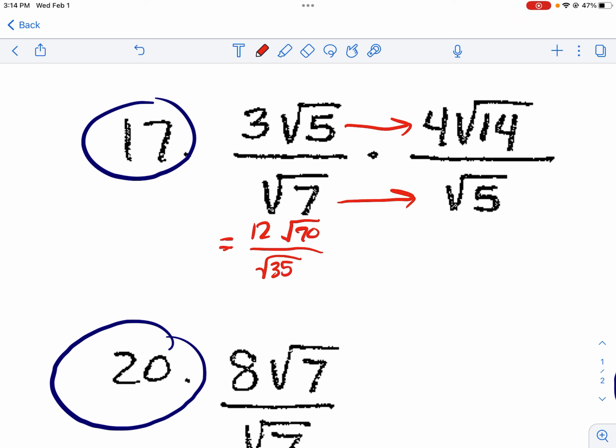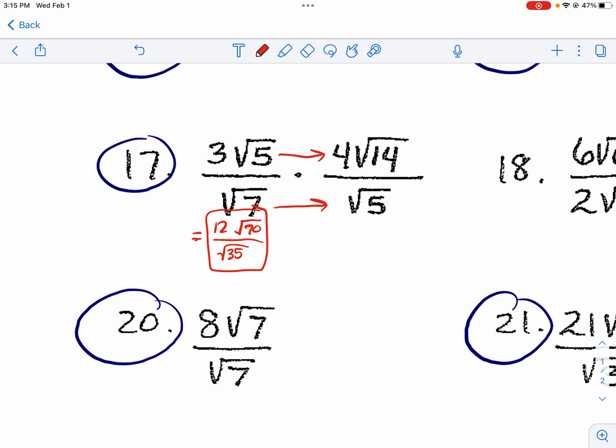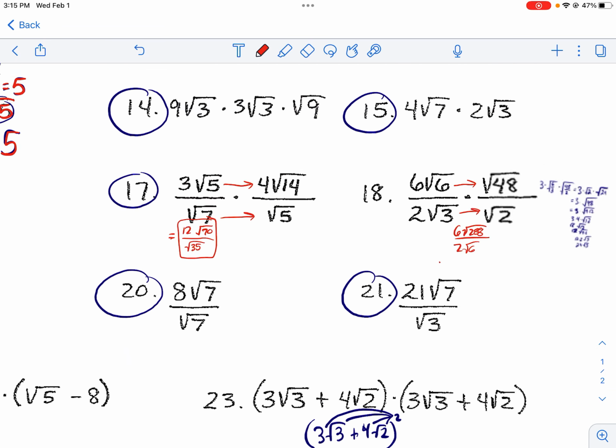And then I ask myself, do square root of 70 and square root of 35 have any factors less than them that are perfect squares? I'm thinking 64, 49, no. 36, no. 25, no. 16, no. 9, no. 4, no. So 70 is all good. 35, same thing. I think of my factors of 35. 7 and 5 aren't perfect squares. So this is our answer: 12 times square root of 70 over square root of 35, which looks like you can simplify that, but you actually cannot.